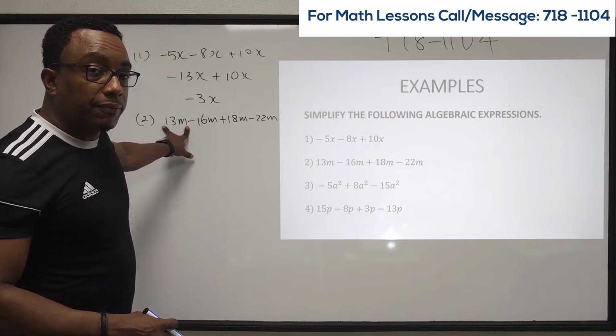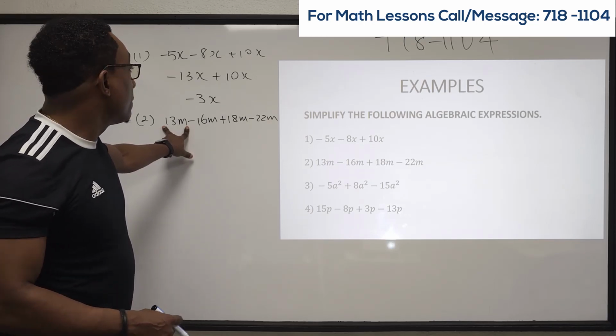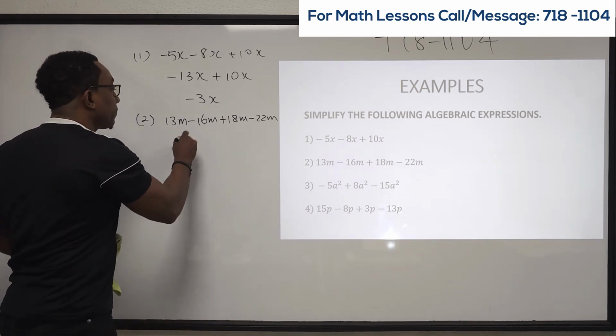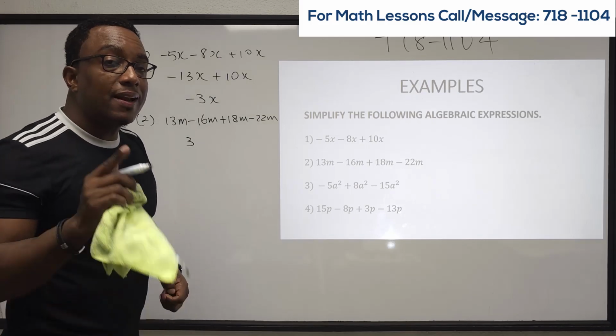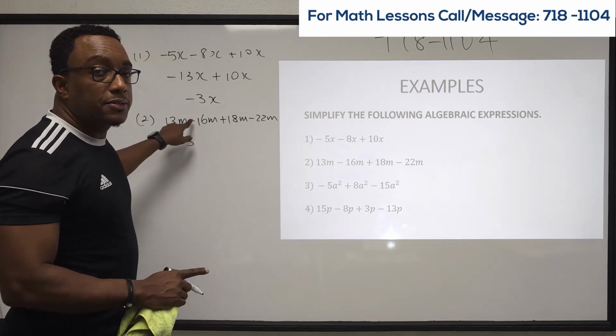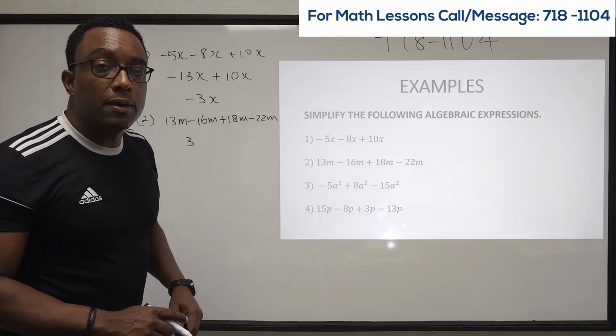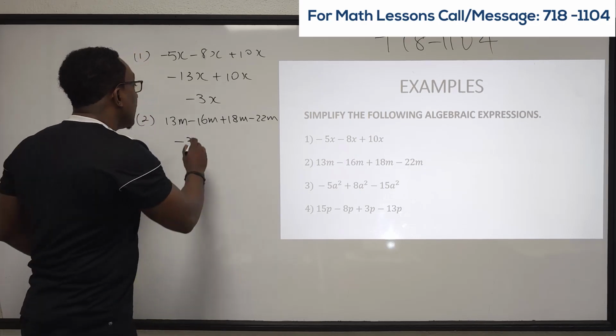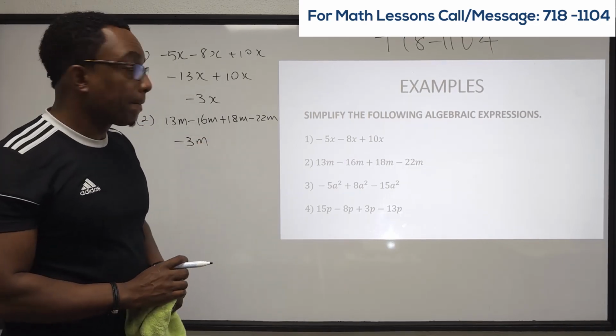So when they are different, we subtract the 2 natural numbers. So 13 from 16 will give us 3. And the sign of the larger natural number is 16. The sign that controls the larger natural number controls your answer. And of course we maintain the variable and the power, so negative 3m.